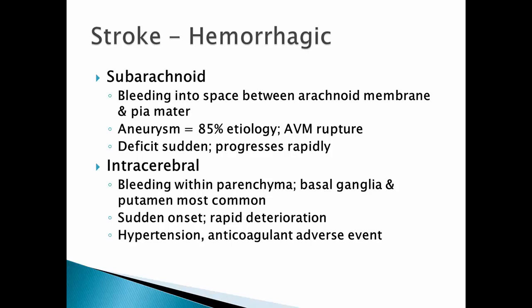A second type of hemorrhagic stroke is an intracerebral stroke. This is bleeding within the parenchyma itself, and this frequently may occur within the basal ganglia as well as the putamen. Now, once again, sudden onset is characteristic, and they have a very rapid deterioration, just as in subarachnoid. The most common etiologies of an intracerebral hemorrhagic stroke are hypertension or an adverse event from anticoagulant therapy.